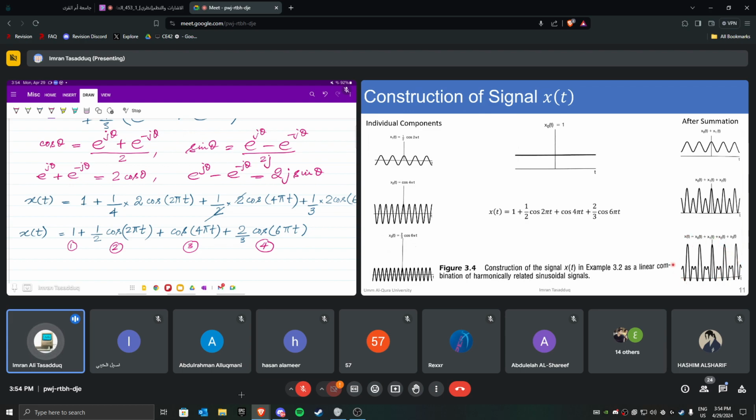When you look at this signal, you cannot tell that it consists of 4 different frequencies. But when you use Fourier analysis, you can break it up into these 4 and you can tell there are 4 sinusoidal signals, each having such and such frequency. All right? Is it clear? Any question?